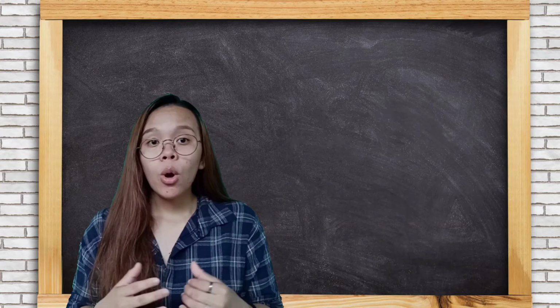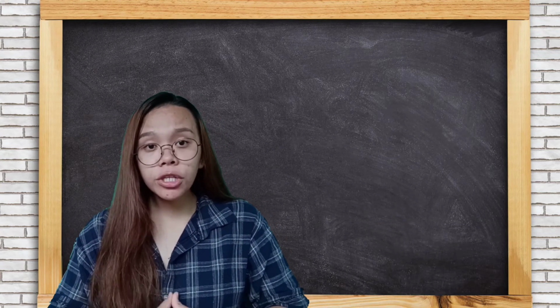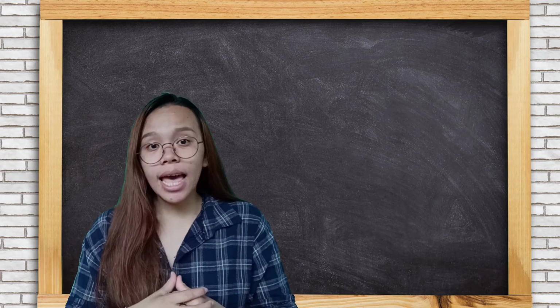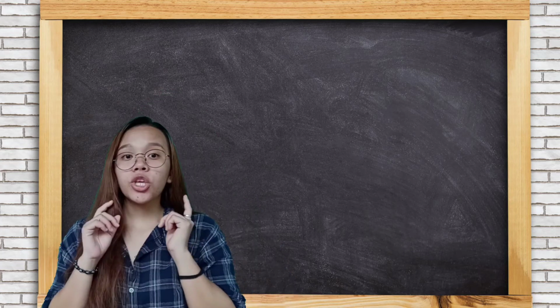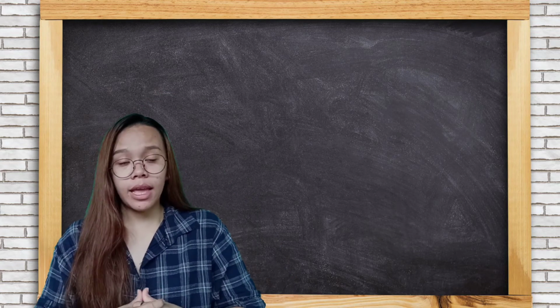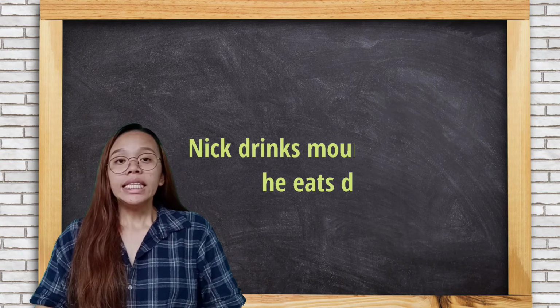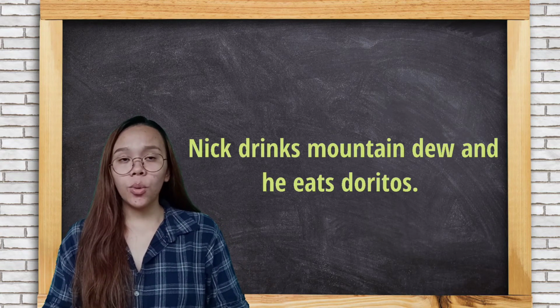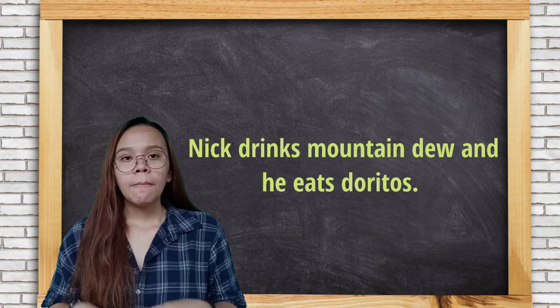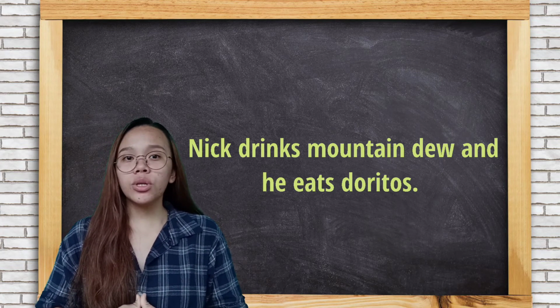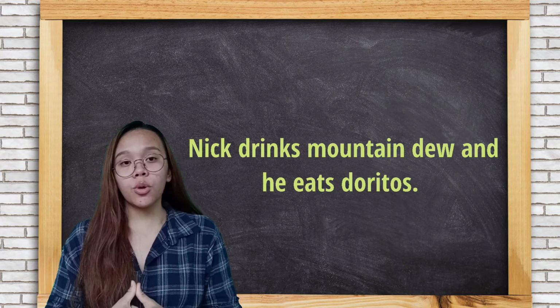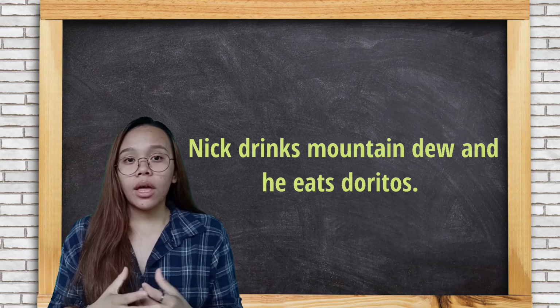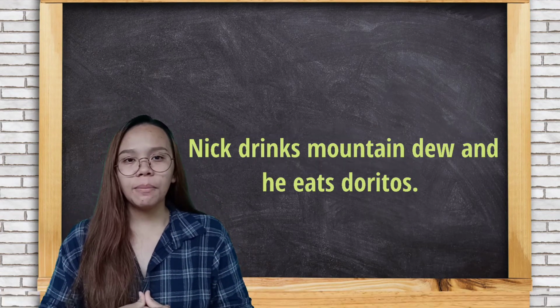Doritos. Now, if you wanted to change the first part, if you were really set on that, you could, but you'd have to change it to something like this. Nick drinks Mountain Dew and he eats Doritos. But again, the best way to do it is to keep it as true as possible to the original sentence. So that would mean changing the second part.